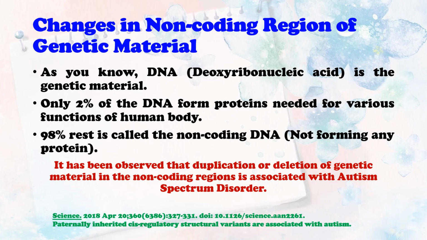According to research conducted in 2018, changes in the non-coding region of genetic material can cause autism. As you know, DNA, deoxyribonucleic acid, is the genetic material. Only 2% of the DNA forms proteins needed for various functions of the human body. The rest, 98%, is called non-coding DNA, not forming any protein. It has been observed that duplication or deletion of genetic material in the non-coding region is associated with autism spectrum disorder.